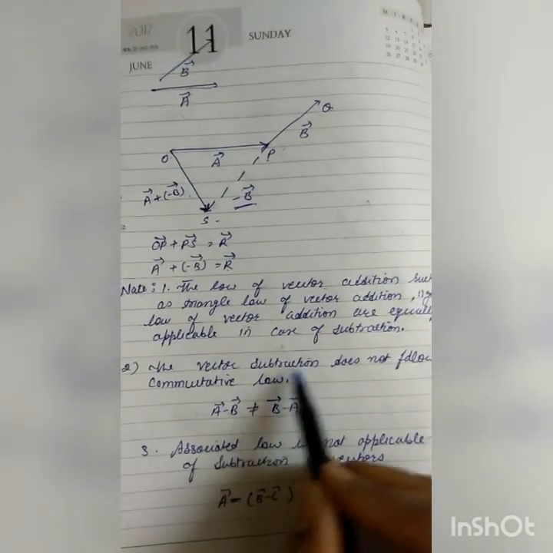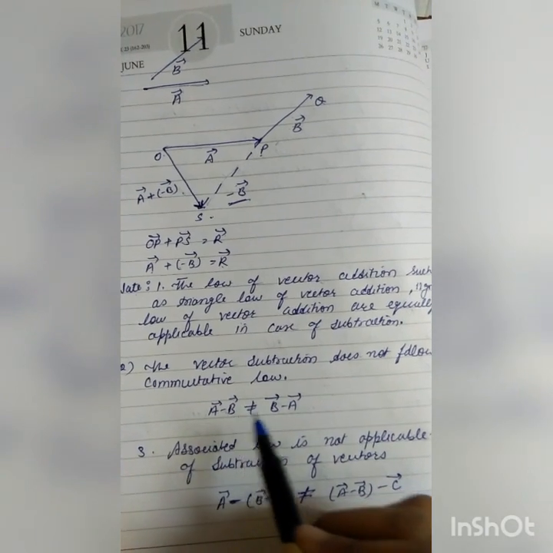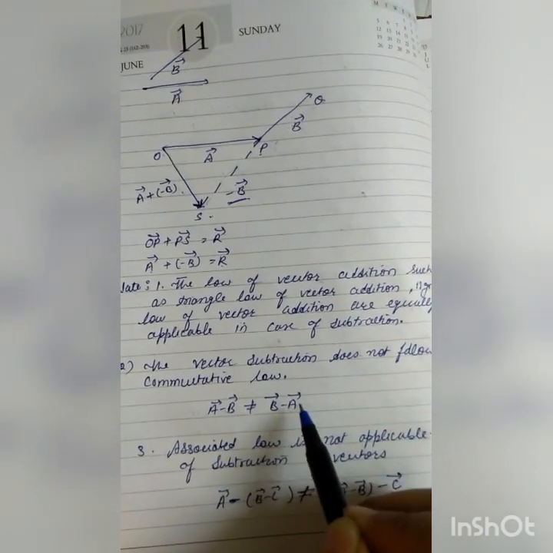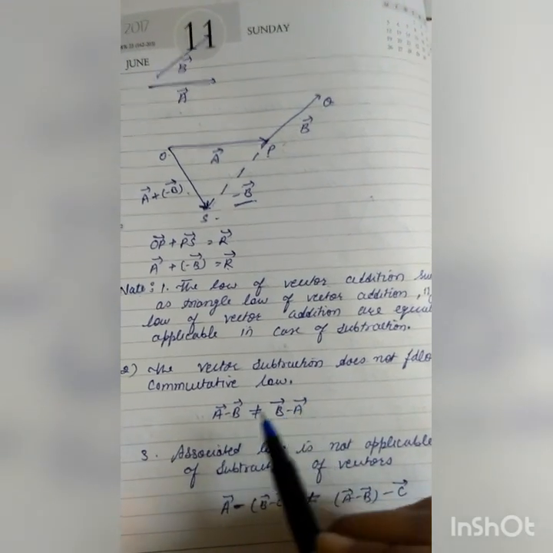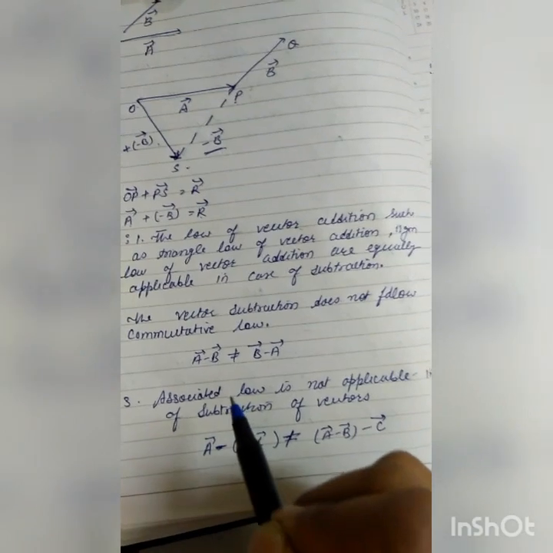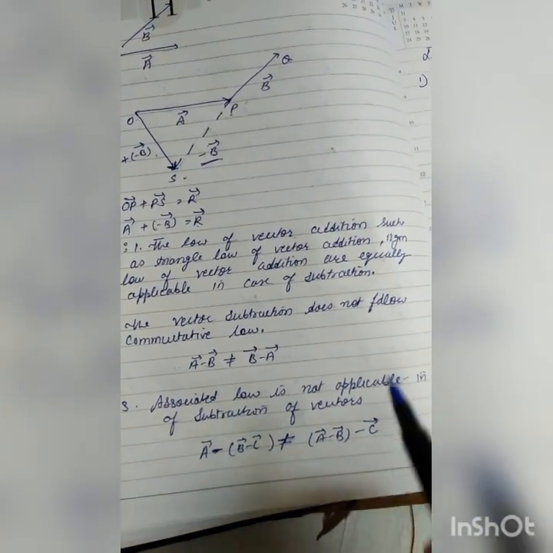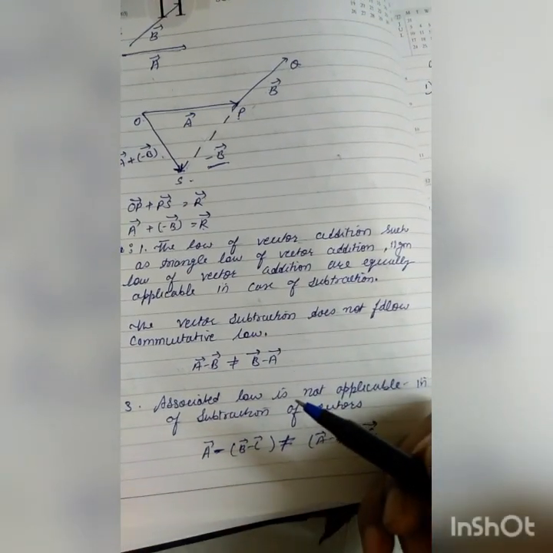Vector subtraction does not follow the commutative law. A minus B is not equal to B minus A. Whereas in addition, what was it? A plus B is equal to B plus A. But it is not applicable in case of subtraction. Association is also not applicable in case of subtraction, but it is applicable in case of addition.